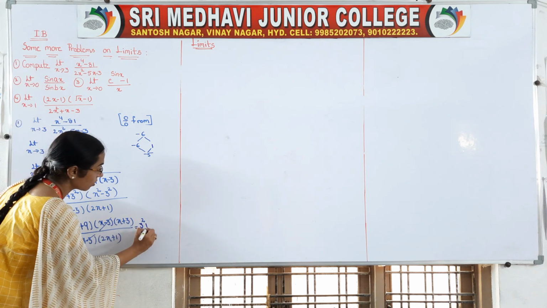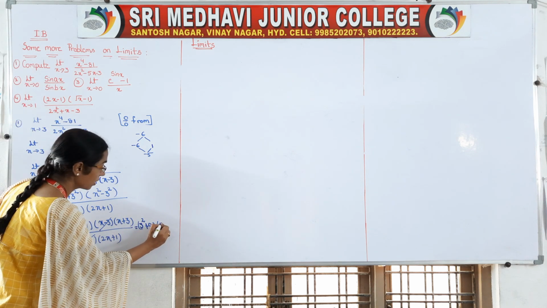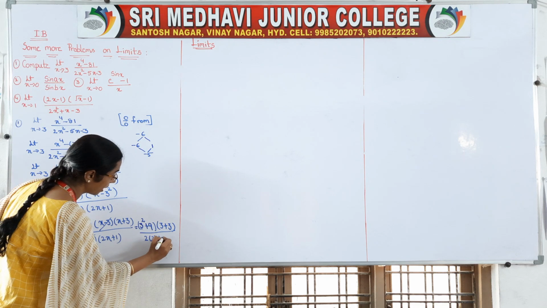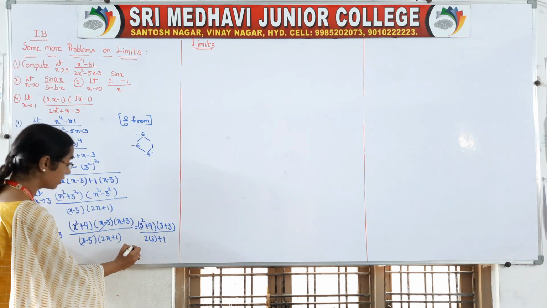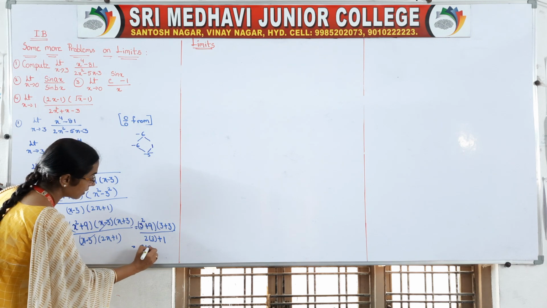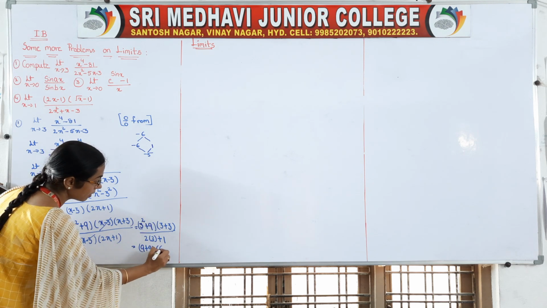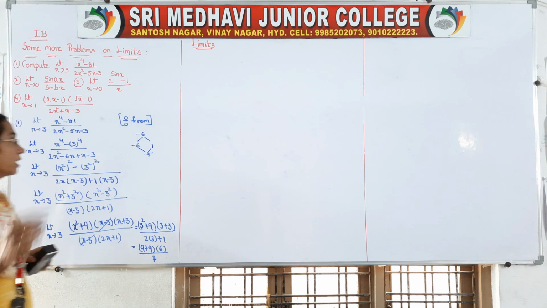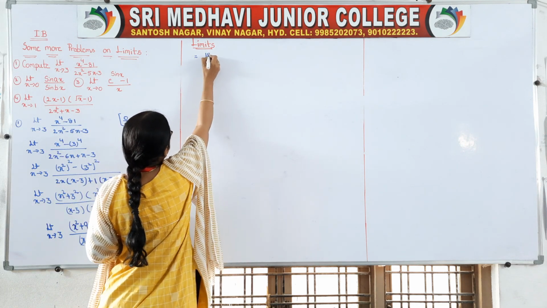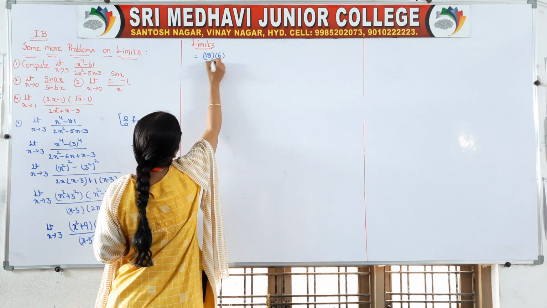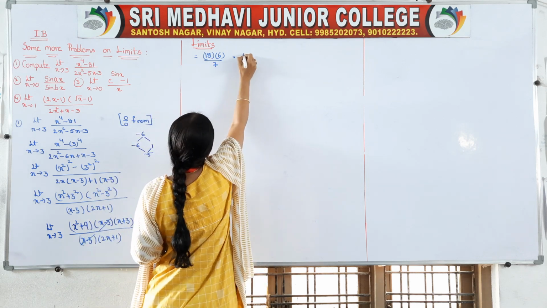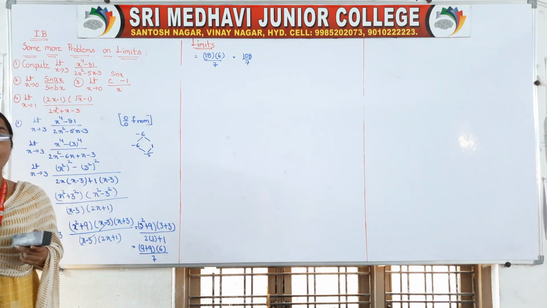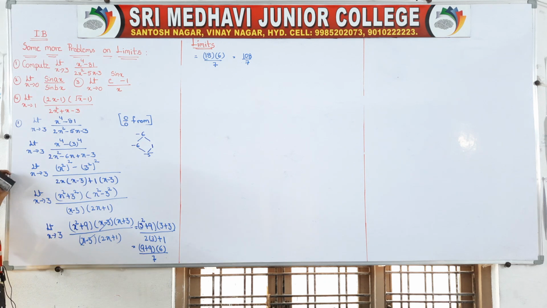So it is (3 square plus 9) into (3 plus 3) divided by (2 into 3 plus 1). Okay, so it is 9 plus 9, 3 plus 3 is 6, divided by 2 3s are 6, 6 plus 1 is 7. So 9 plus 9 is 18, 18 into 6 divided by 7 is equal to 108 by 7. That is the answer of your first question.